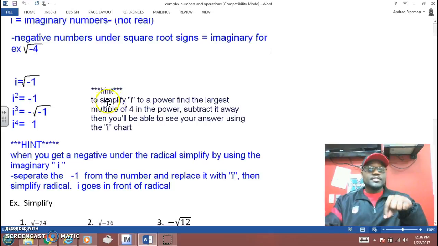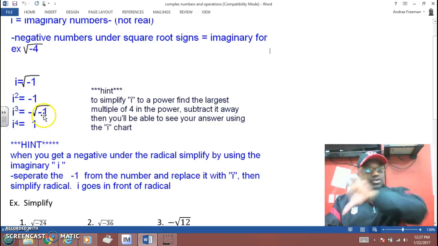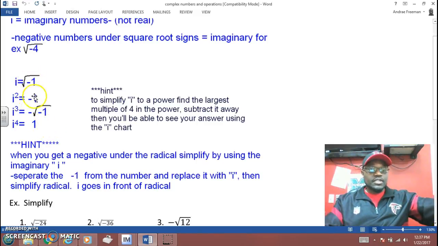So here's a hint to simplify i to a power, okay, this is telling you what to do here. Find the largest multiple of 4 in the power, subtract it away, then you'll be able to see your answer using the i chart. In plain English, I'm going to take the biggest multiple of 4 out. Why? Because that just equals 1. It's going to be 1 times whatever's left over. And what's left over should be one of these right here, or just 1. So if we divide out the biggest multiple of 4, that means any multiple of 4, 4 times 1, 4 times 2, 4 times 10, 4 times 100, whatever. Subtract that away, and whatever's left over should be one of these: i first, i squared, i cubed.